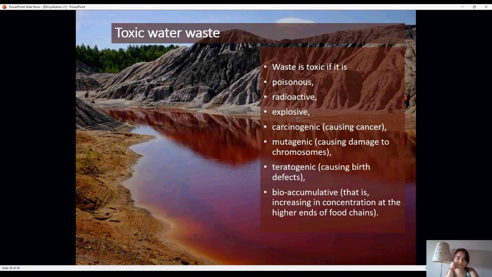Explosive. That could be a problem if you're evaporating water from certain deposits of ammonium nitrate and stuff. Carcinogenic, of course, this is cancer causing. Mutagenic, quite often these things are related. Teratogenic, and we're going to see some examples of this in a little while.